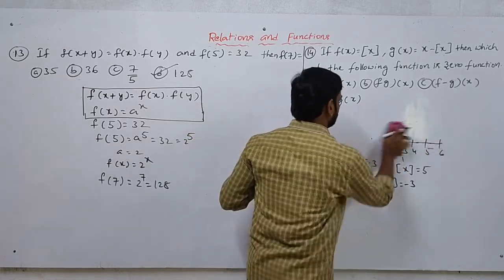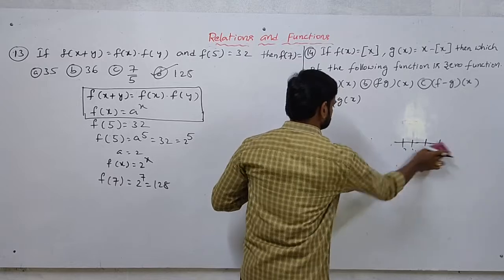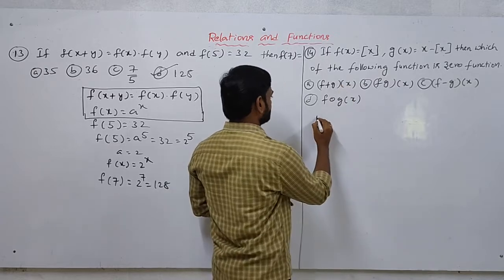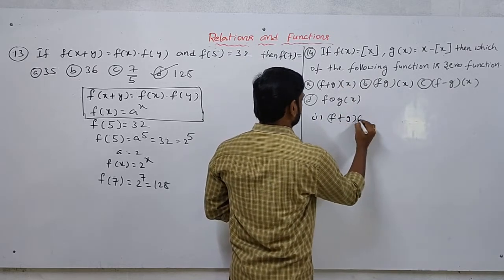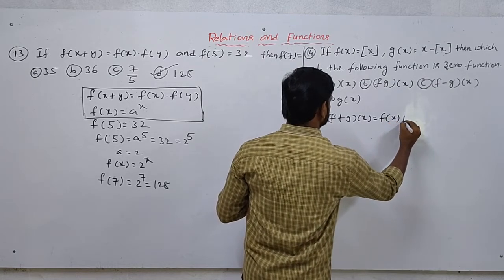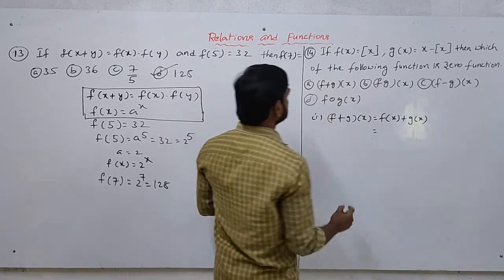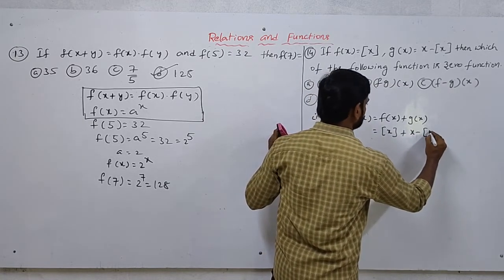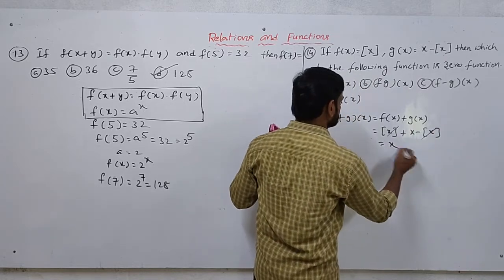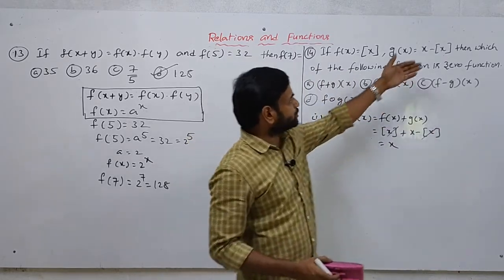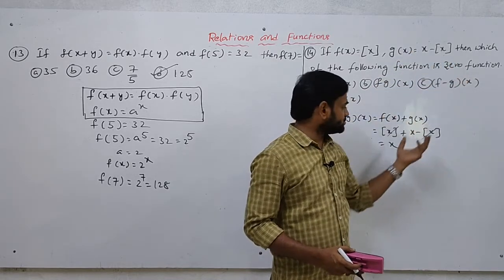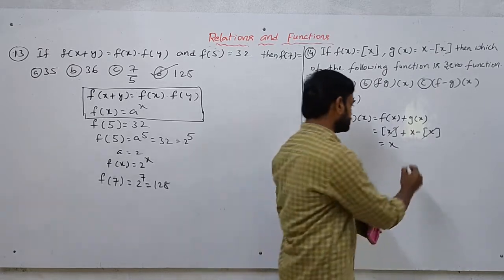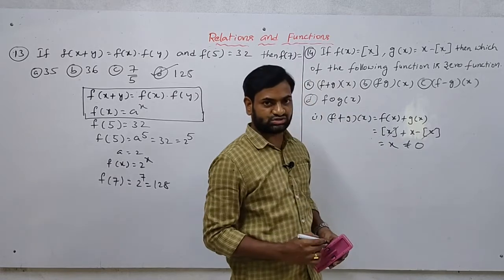Now come to the problem. Suppose first I am checking the first one, f plus g of x. What can you write? f of x plus g of x. So f of x is step x plus g of x is x minus step x. Both cancel, and the remaining is x. But the question is asking for the zero function, which should be 0. So it is not 0, not equal to 0. It is not the zero function.